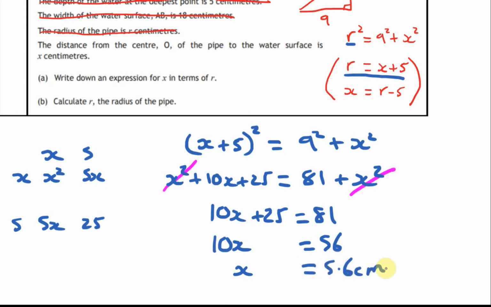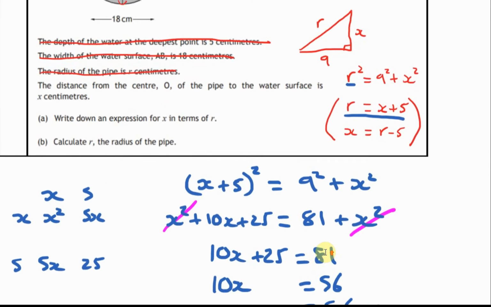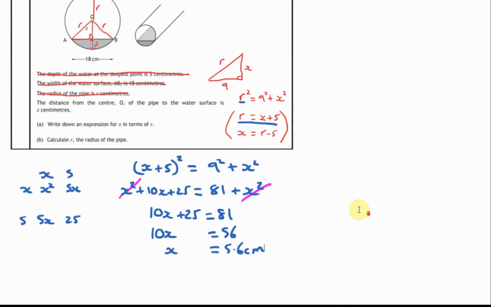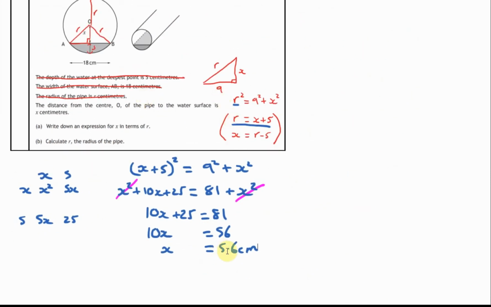So I know that x is 5.6 centimetres. But the question's not asking that. It's asking for the radius. So I know the x is 5.6, and I need to add 5 to that to work out the radius. So that's going to be 10.6 centimetres.